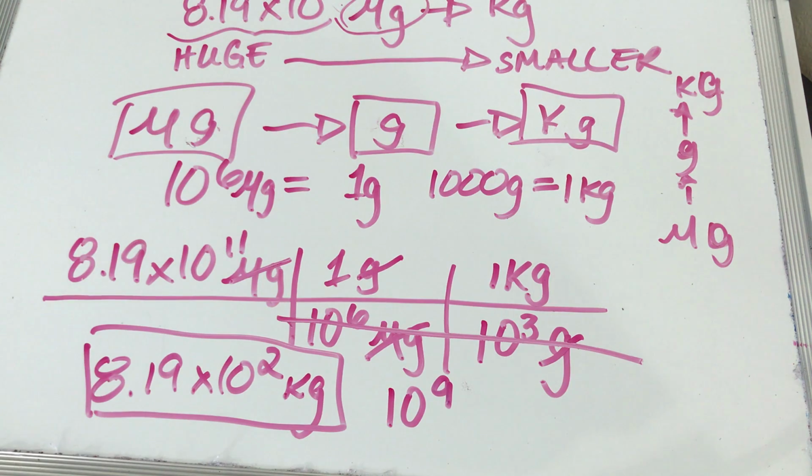So when you're dividing powers of 10, you're subtracting the exponents. When you're multiplying powers of 10, you're adding the exponents. Is that our final answer right there? Yep.